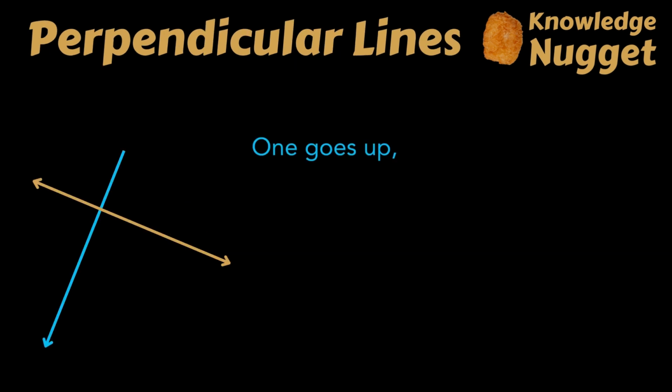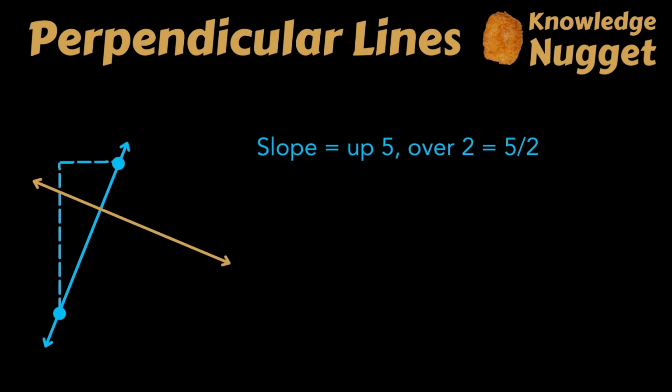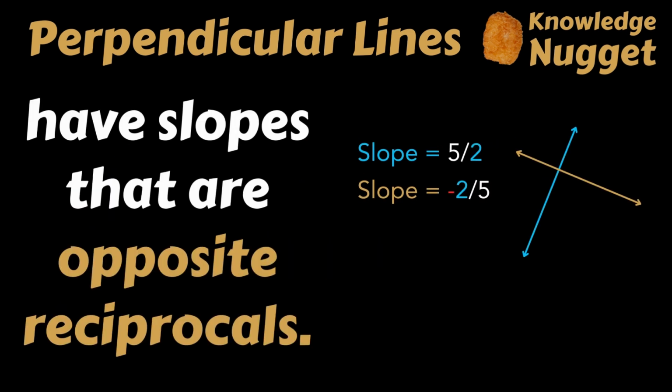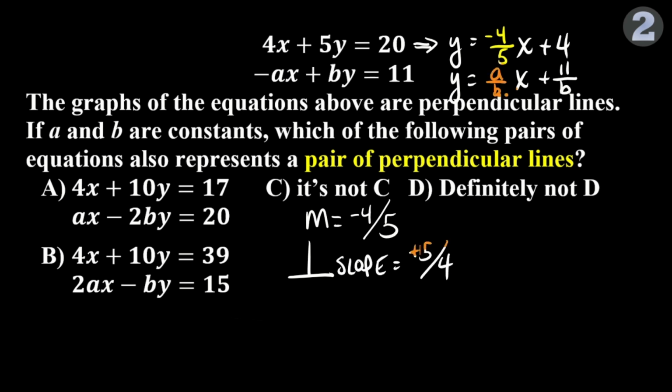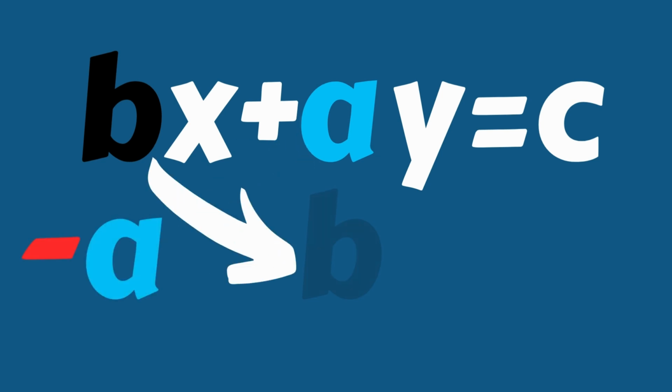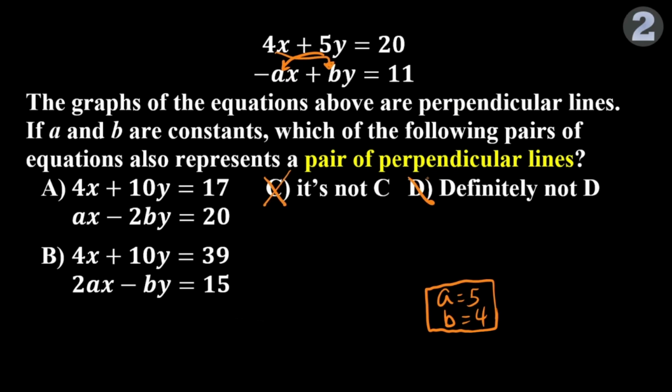And since perpendicular lines have slopes that are negative reciprocals, and the first slope was negative 4 over 5, the perpendicular slope had to be positive 5 over 4. So A was 5 and B was 4. Then we tried using those values for A and B to find a set of perpendicular lines.